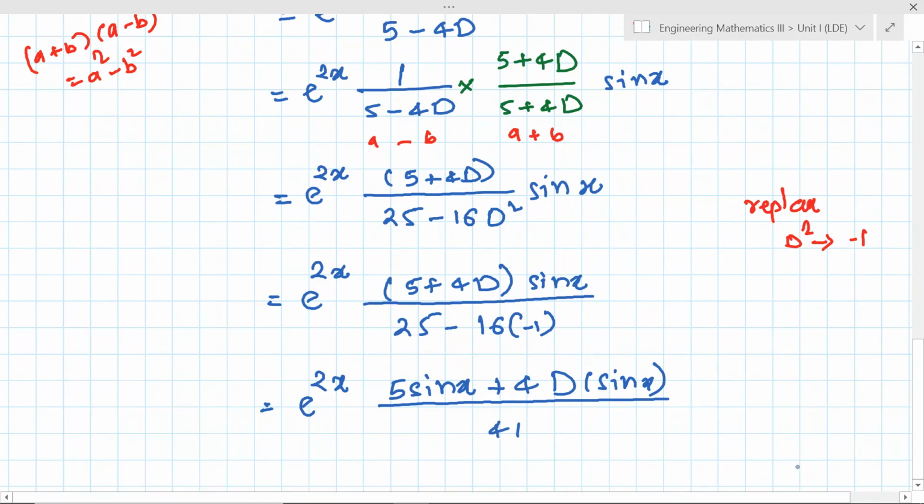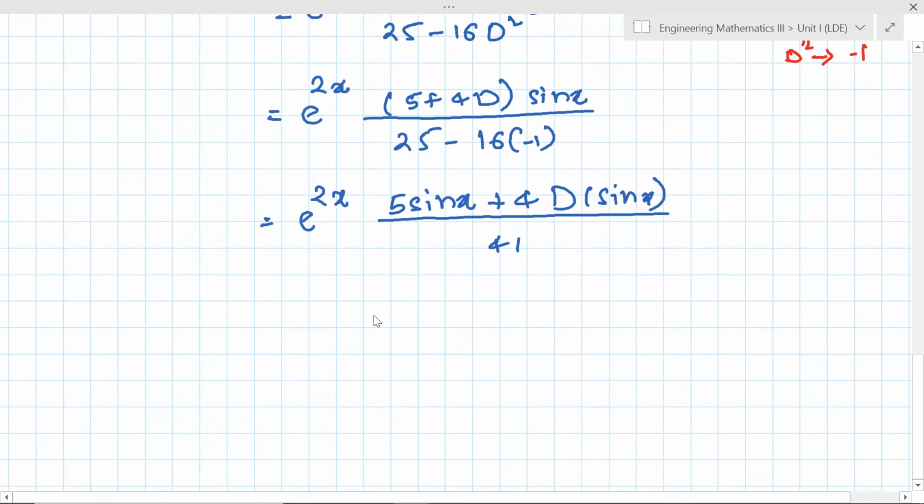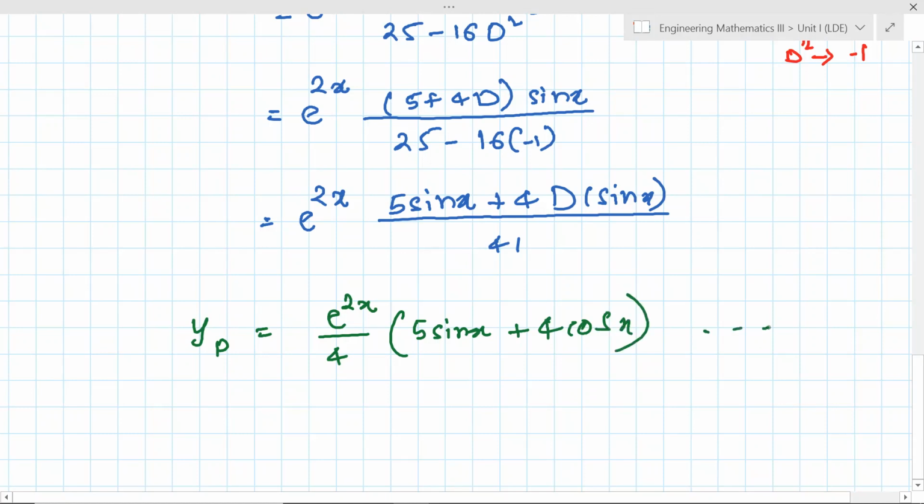Check for it. And then finally we have the final answer here. So this is y_p equal to e raised to 2x, in bracket, e raised to 2x upon 41 into 5 sin x, and the derivative of sin x is cos x, plus 4 cos x. That's it. This is my answer.